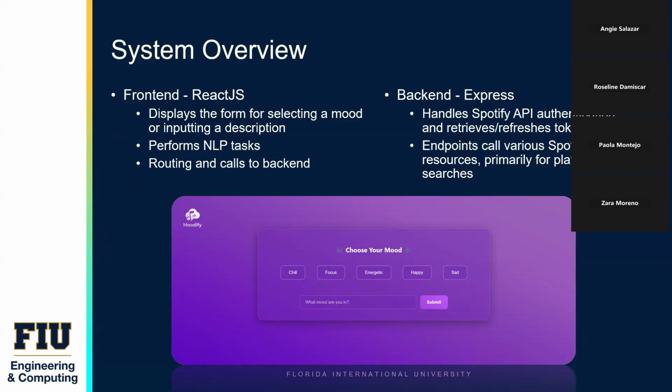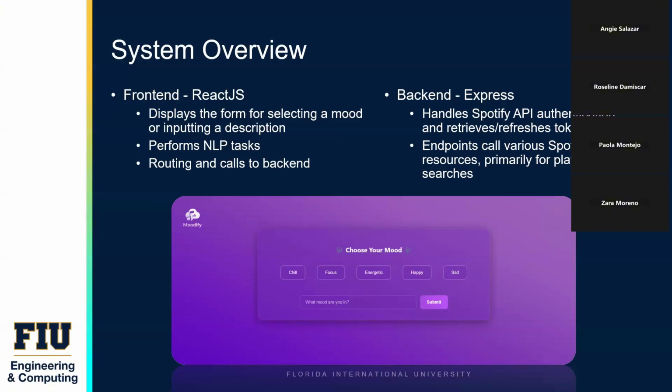On the front end, built with React.js, users can choose a mood or enter a description. The front end also handles routing and performs some lightweight text analysis before sending requests to the server. On the back end, built with Express, we manage everything related to Spotify. This includes authentication, retrieving and refreshing access tokens, and making calls to the appropriate Spotify endpoints to find playlists. This two-layer system keeps the app responsive, modular, and easy to maintain. The front end stays focused on the user experience, while the back end handles the more complex tasks of authentication and API communication.